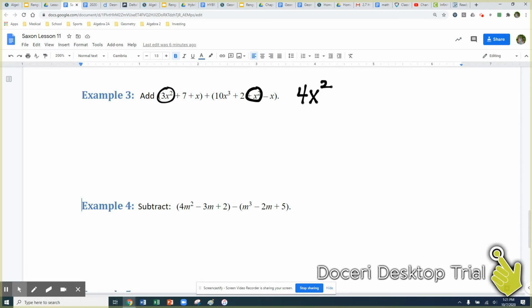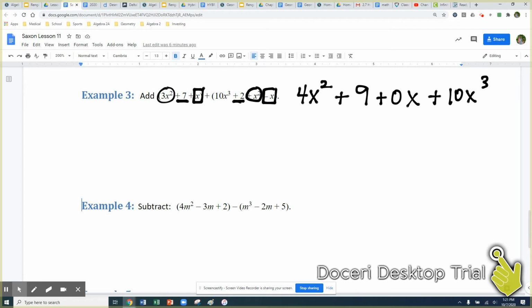Next, we've got a 7. Just going to underline the 7. That is a constant with 2. So that's a plus 9. We've also got an x. Let's put a square around that, an x and a negative x, which is going to make 0x. And lastly, that 10x to the third has nothing to go with, so we have a plus 10x to the third.